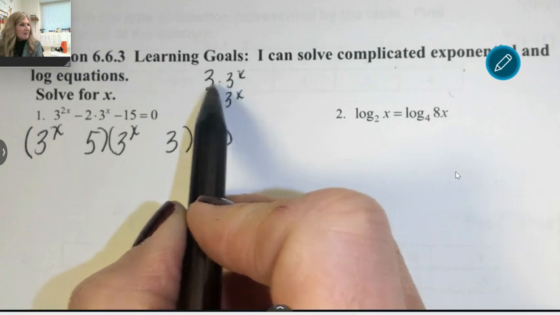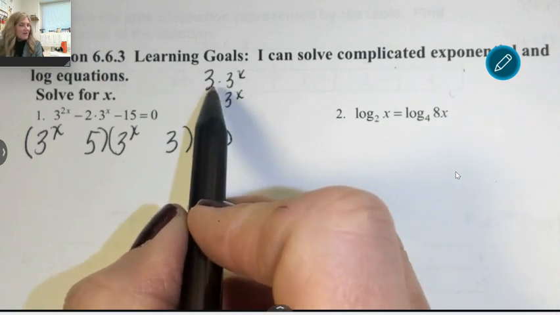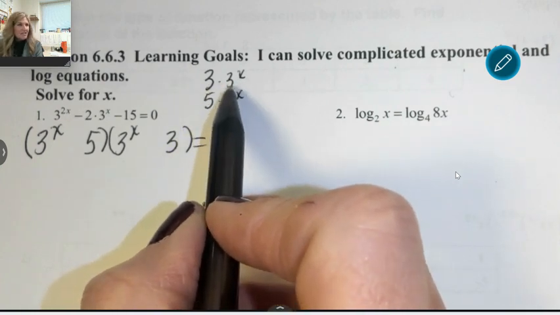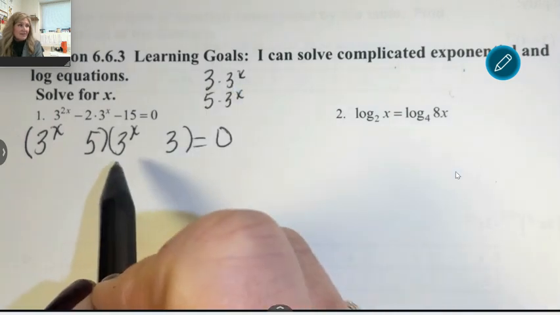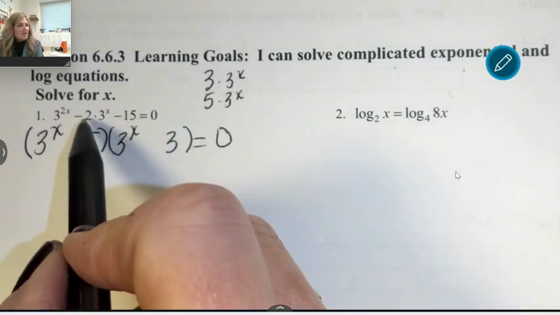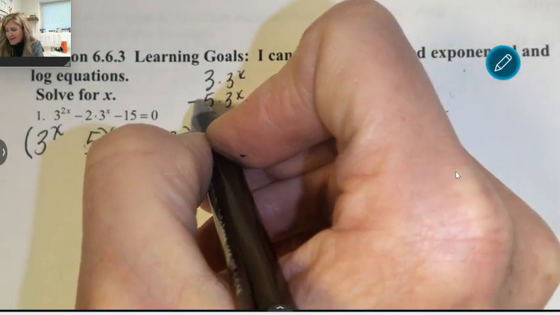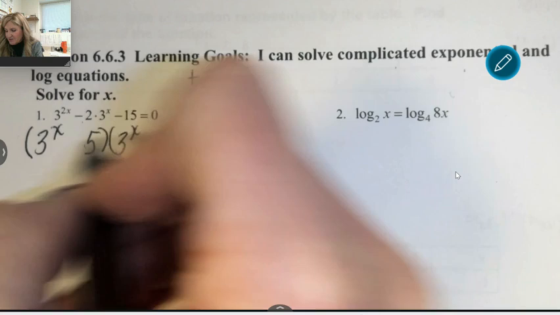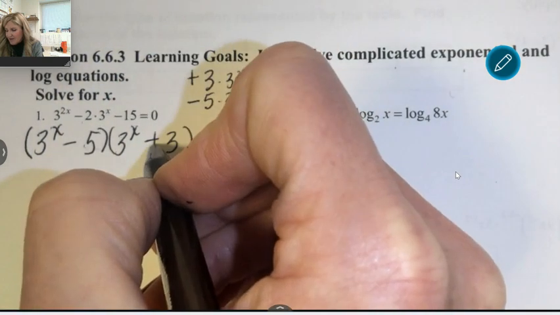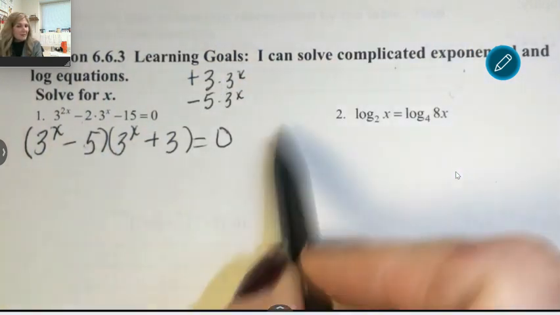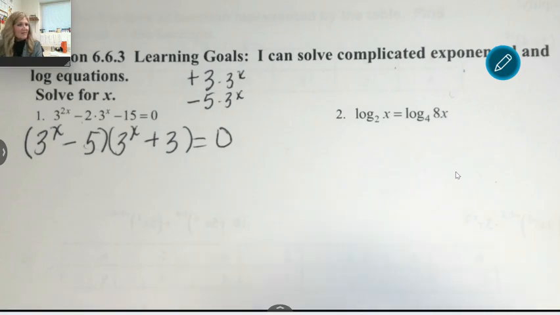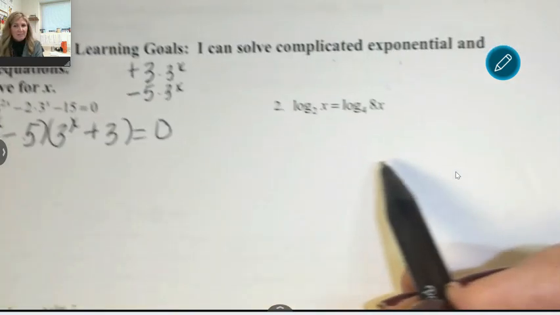Can I multiply the 3 and the 3? No. Bases cannot change ever, all right? Unless we use the change of base formula. So we're trying to get -2 of these. So that's the reason why we had a -5 and a +2. Oops, -5 and +3 rather. And then we just set them equal to 0. Okay, not going to finish, but that's the first step.